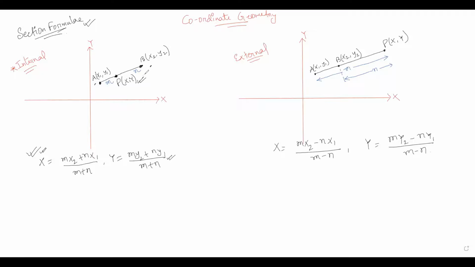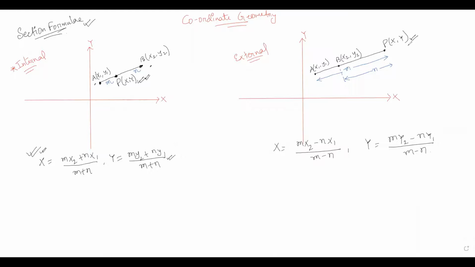Since P is in between the line segment joining the points A and B, we say that the point P divides the line segment joining A and B internally. But it is also possible that the point P can be outside the line segment joining the points A and B. So in that case, we say that the point P divides the line segment joining A and B externally.